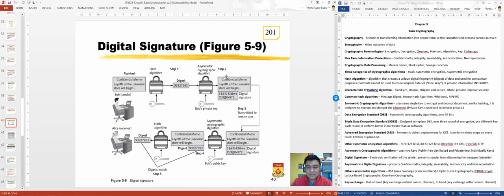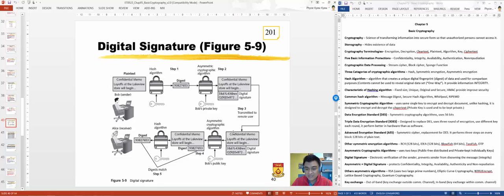This is asymmetric encryption and decryption. First, the plain text is used. After that, it is sent into the hash algorithm, which creates a digest. After that, it uses Bob's private key to encrypt the digest, which becomes a ciphertext. This ciphertext is sent together with a digital signature to the recipient.